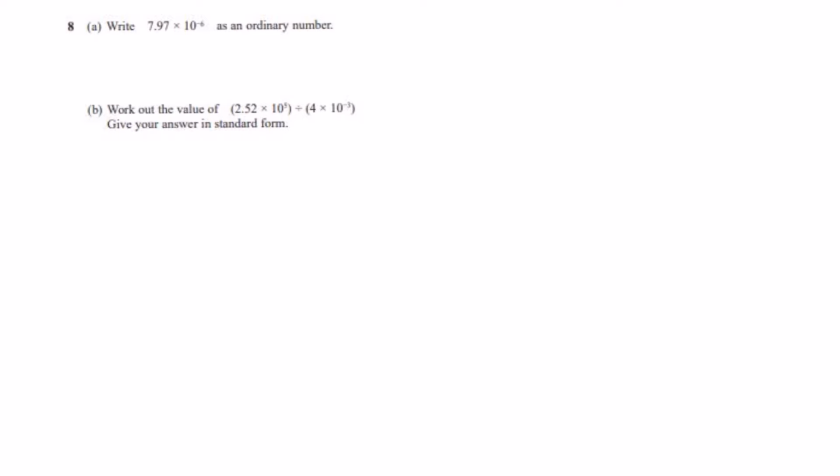Continuing on, question 8. That's a little bit hard to see, but that is 7.97 times 10 to the minus 6. So this is looking at standard form. We want to convert a number that's already in standard form back into how you usually see them. So what does this really mean? Well, 10 to the negative 6 means that we need to move the decimal point 6 places to the left.